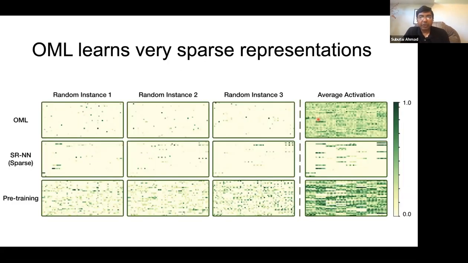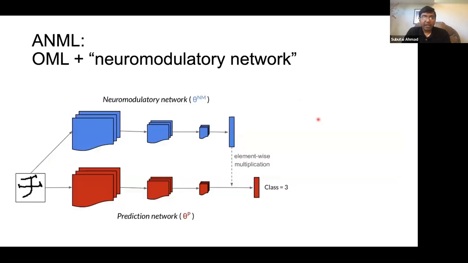Okay, so that's OML. ANML, they say that work is built on top of OML. It's the exact same kind of training setup, but their network architecture is different. What they do is add a neuromodulatory network, this theta NM, which gets the input, and then they have the basic prediction network, which also gets the input. The output of the neuromodulatory network has the exact same number of units as the vector coming out of the prediction network, and then they do element-wise multiplication.